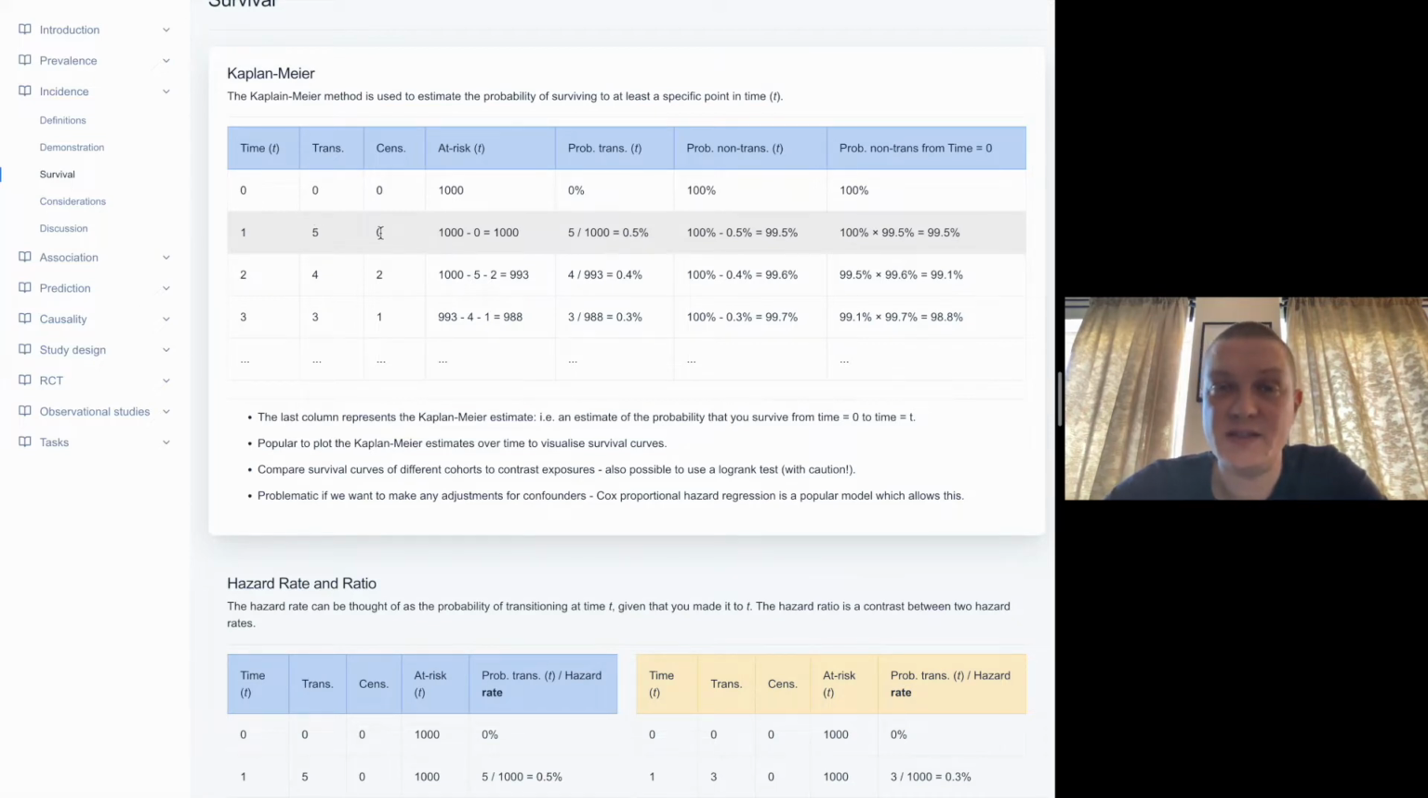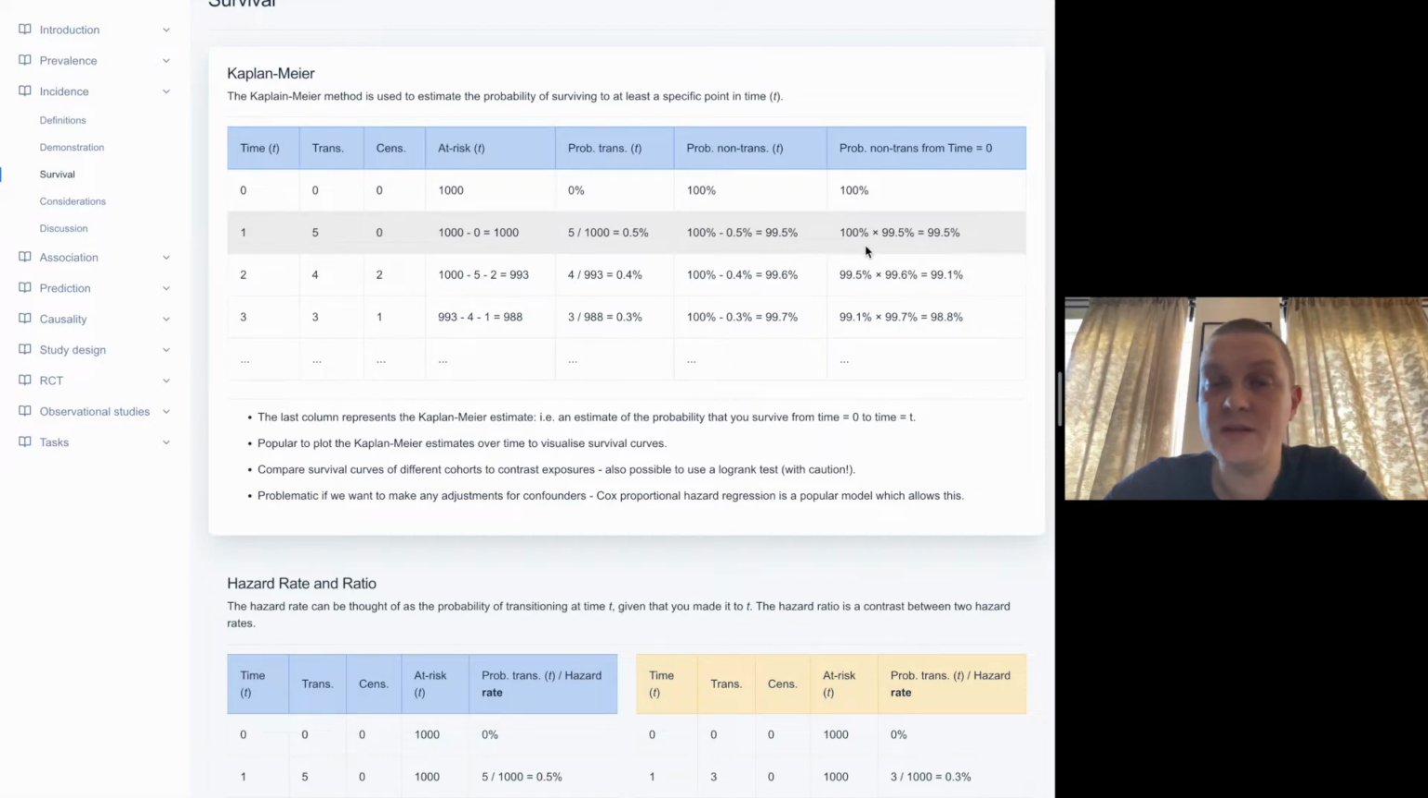There were 0 people censored, so we have data for all our people in the cohort at time 1. There were 1,000 people at risk, which basically means that we started off with 1,000 people in the cohort. Nobody transitioned at time 0, so everybody's still in the cohort at time 1. So there was still 1,000 people that were at risk. Because the 5 people transitioned at time 1, we had the transitions over here. We got 5 out of 1,000 that transitioned, and so the probability of transitioning at time 1 is 0.5%. Then the probability of not transitioning is 100% minus those 0.5%, giving us 99.5%.